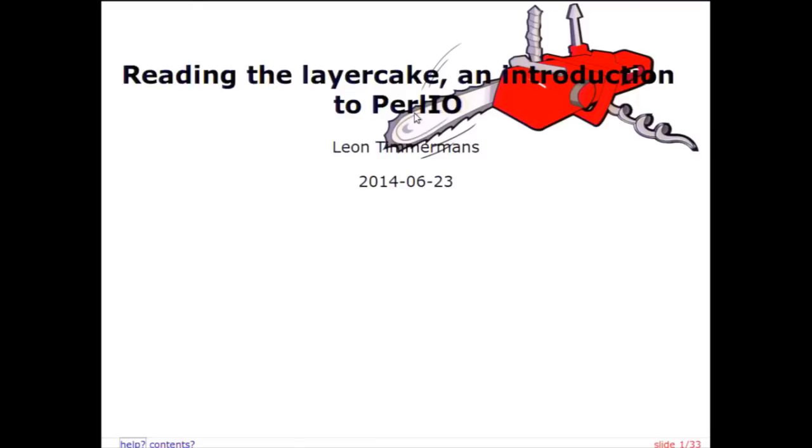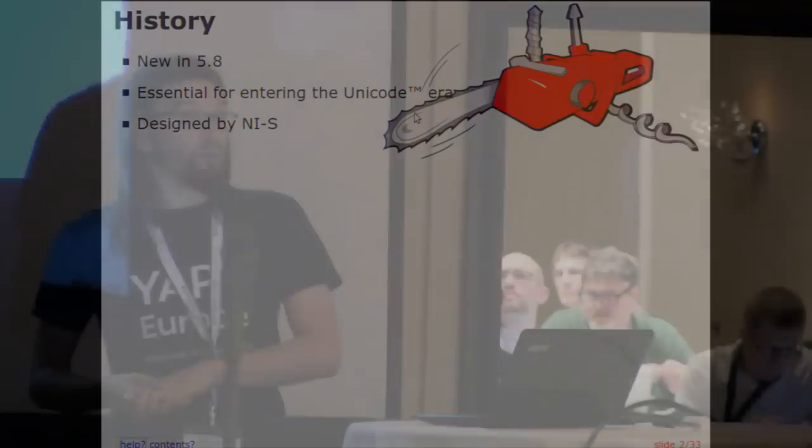Let's start with the history. PerlIO was a new feature in Perl 5.8, which is nowadays 12 years ago. The essential reason why it was introduced was Unicode. I'll get back to that in the next slide.